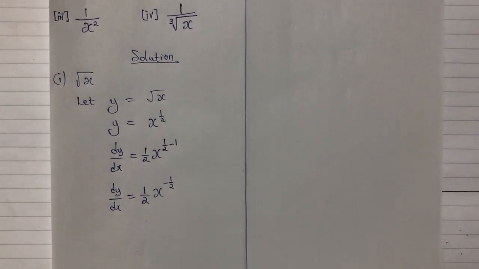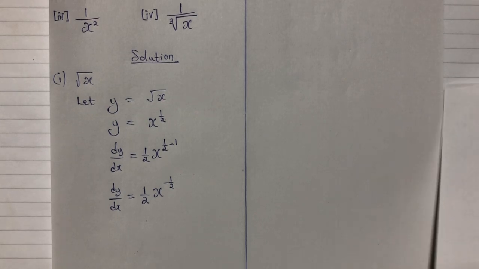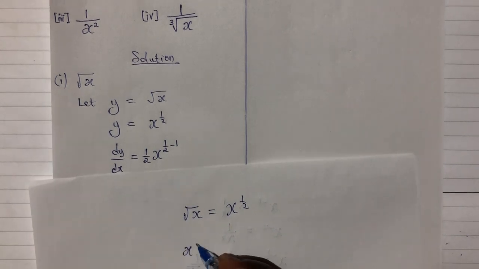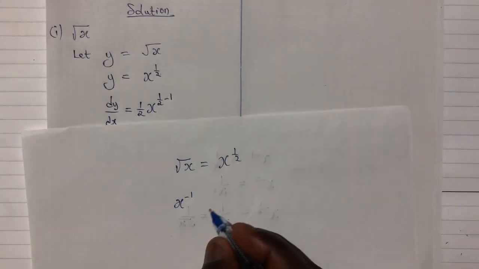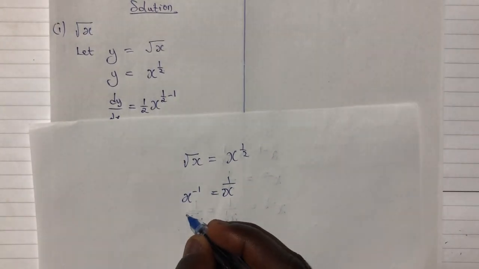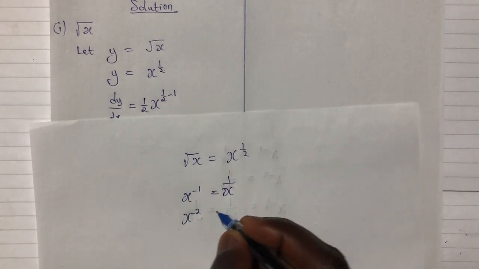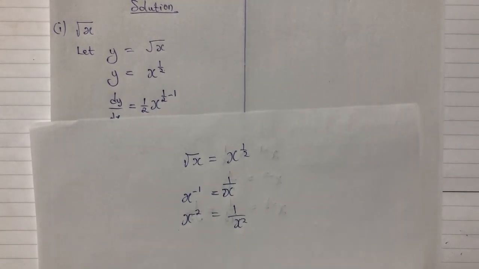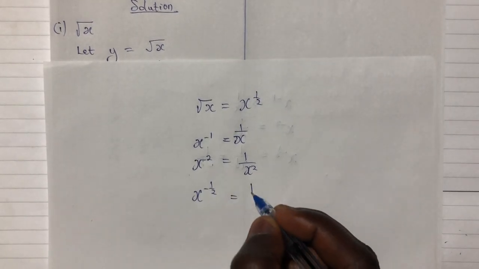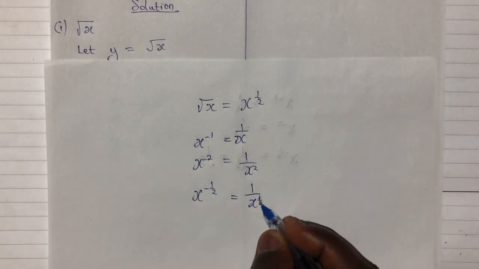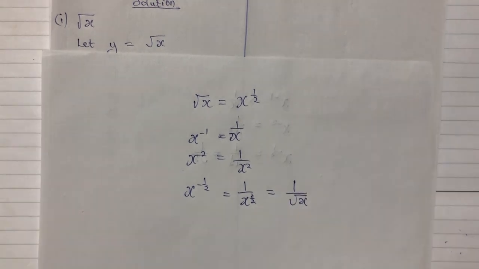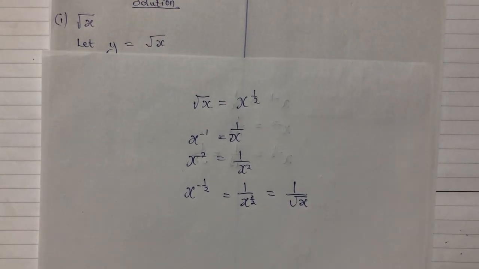Now we need to rewrite. I will take you back to indices again. In indices, there is a rule that says x raised to the power negative 1 is the same as 1 out of x, and x raised to the power negative 2 is the same as 1 out of x squared. In the same way, if I have x raised to the power negative half, then I'll get 1 out of x raised to the power half. And half is the same as square root, giving me 1 out of root of x. So do not be confused when I apply that.